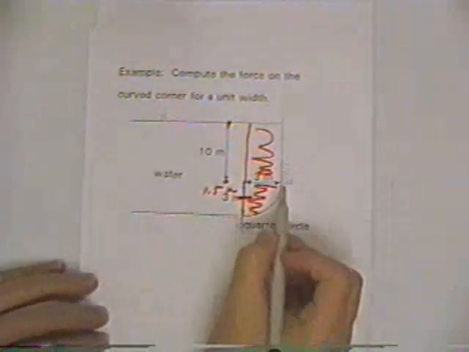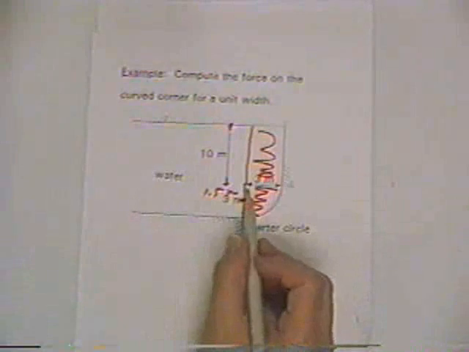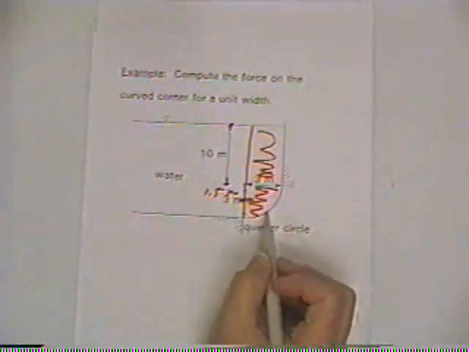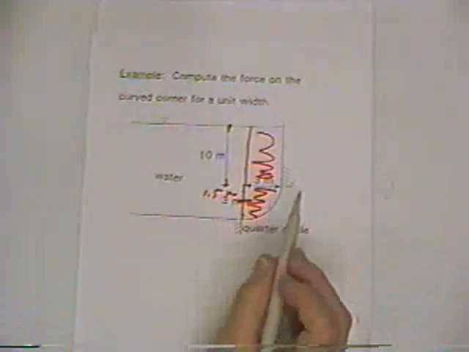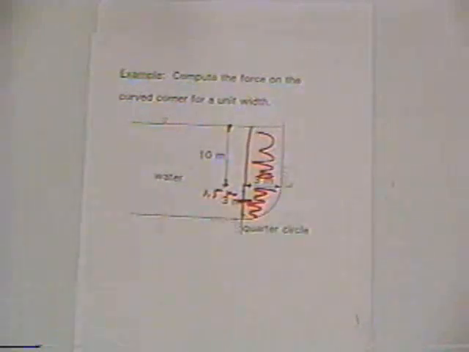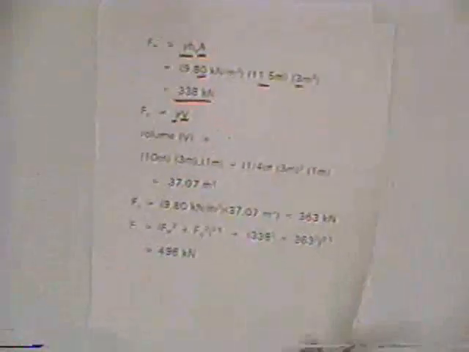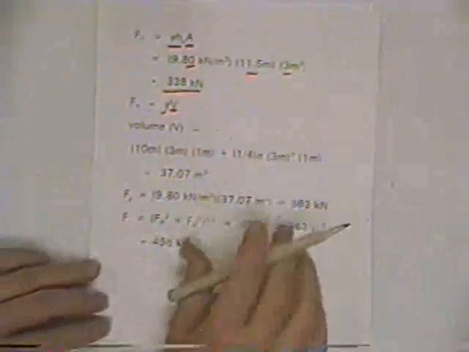And so again, we've got 1 meter coming out of the paper, and so we got 3 meters times 1 meter times 10 meters, and then we've got this area of a circle, which is 1/4 the radius squared times pi, and so we can get this area and then multiply it by 1 meter coming out of the paper. We're really into geometry here.